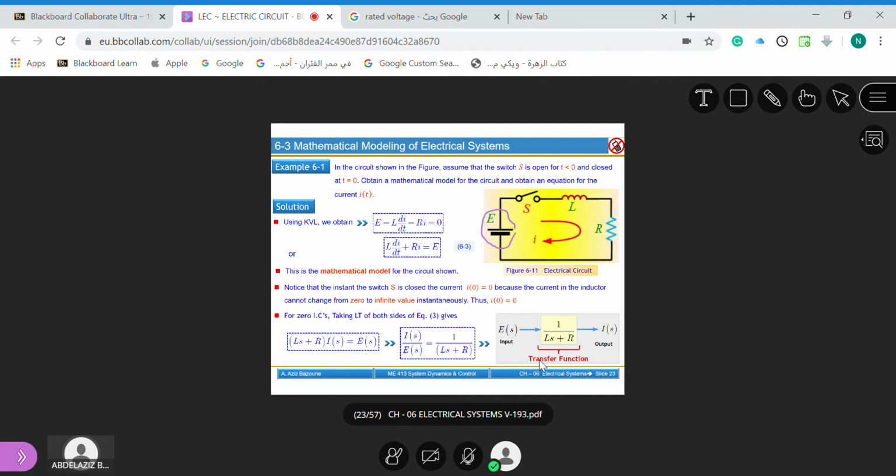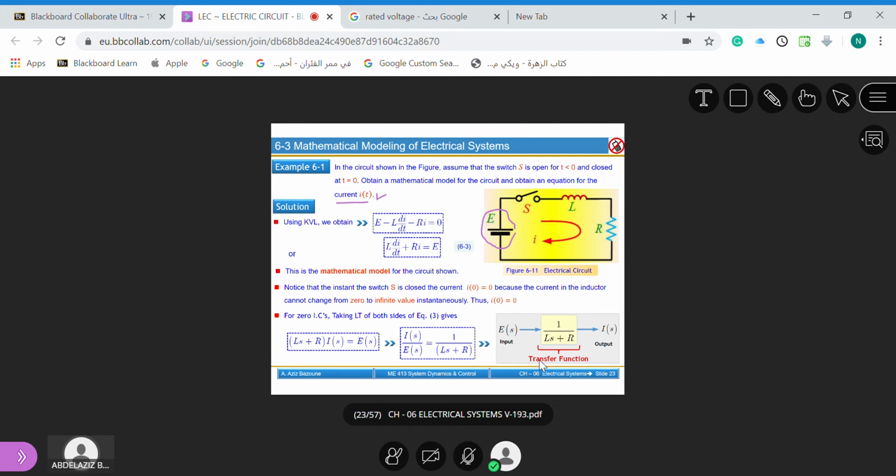What will be I? In the circuit shown in the figure, if we assume the switch S is open for t less than 0 and closed at t equal to 0, obtain a mathematical model for the circuit and obtain an equation for the current i of t. So here we are looking for I, and it should be like this.